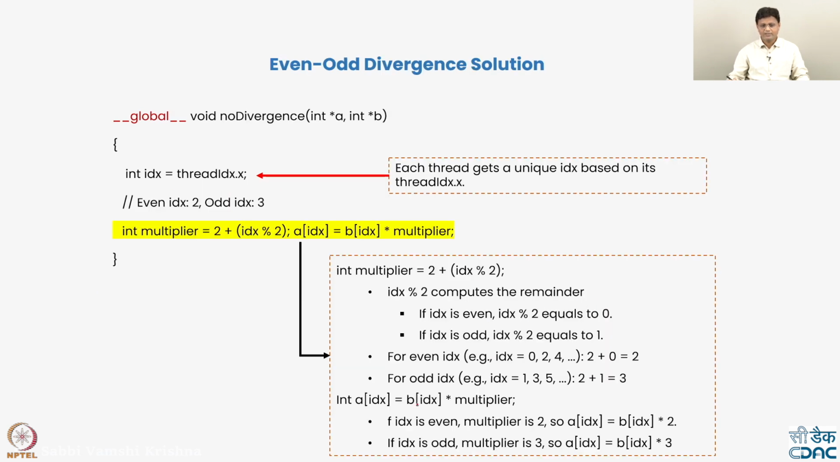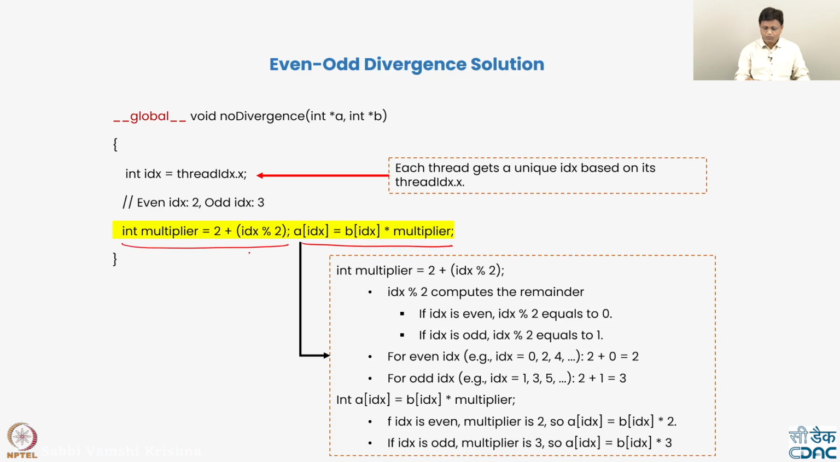Now, let us discuss one solution to this kind of thread divergence. I have given it the name even and odd thread divergence, because even threads and odd threads are being used to execute different paths of execution. So, how can I solve this problem? You can see here I have replaced that if logic with a simple arithmetic operation. You can see the first part here and this is the second part.